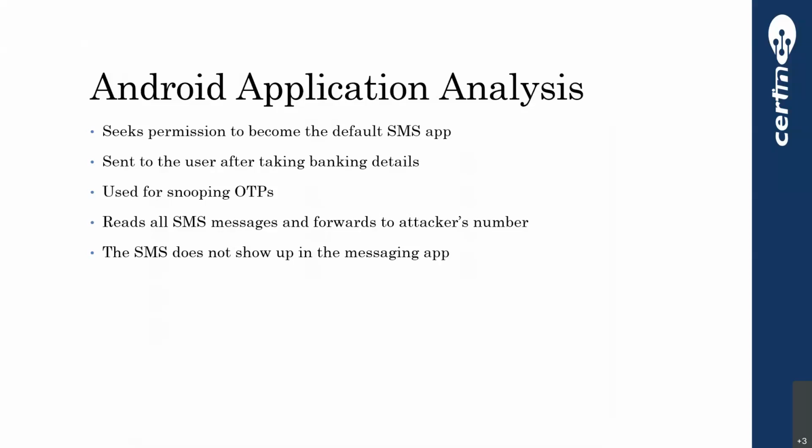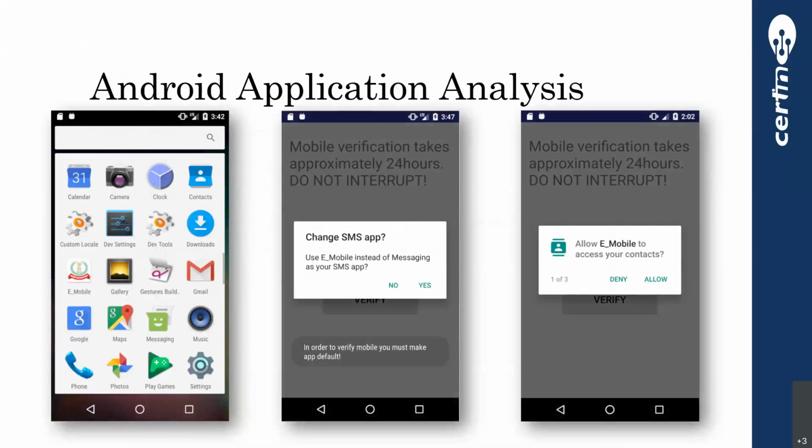So what happens after that is that it actually deletes the OTP message from the device. So you actually never even get to know that an OTP has been shared by your bank with you. So these are some of the screenshots from this application. You can see in the first screenshot that it looks like it has the logo of the income tax department, and the name is e_mobile.